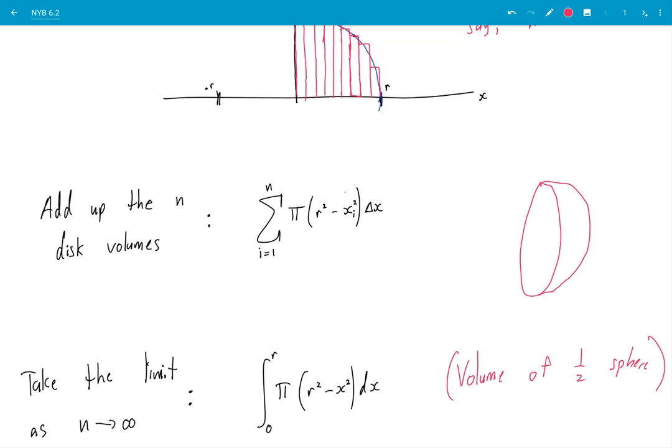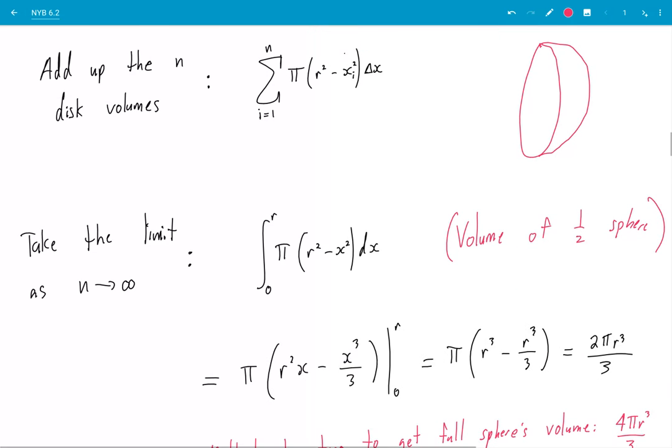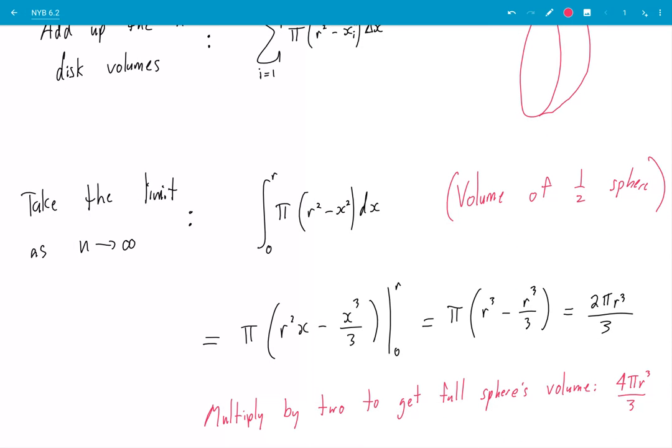So we got the volume of half the sphere, which we can work out. So pause, copy this. We work it out, giving us half of what we ultimately want. Multiply by 2, and you are set. You get your volume of a sphere expression. Okay.